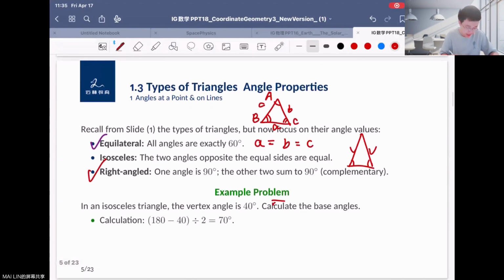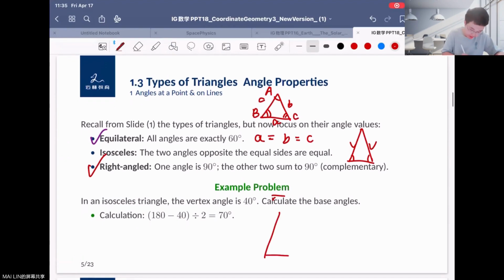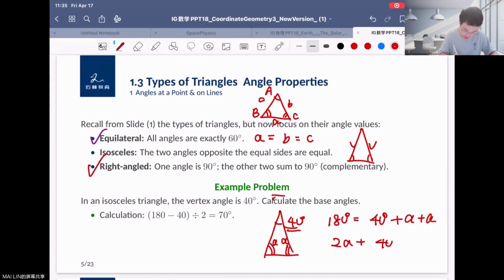Here's an example problem. In an isosceles triangle, the vertex angle is 40 degrees, and we want to calculate the base angles. The vertex angle is the sharp angle at the top. The total of the three angles sums to 180 degrees. So 180 degrees equals the vertex angle of 40 degrees plus angle A plus angle A. That is 2a plus 40 degrees equals 180 degrees. So 2a equals 140 degrees, and a equals 70 degrees. That is an example problem right here.